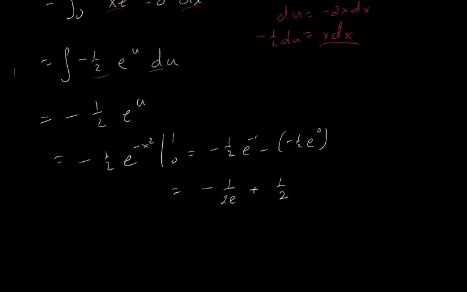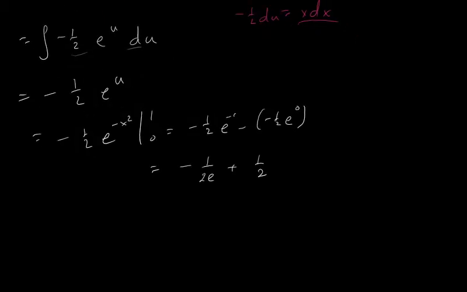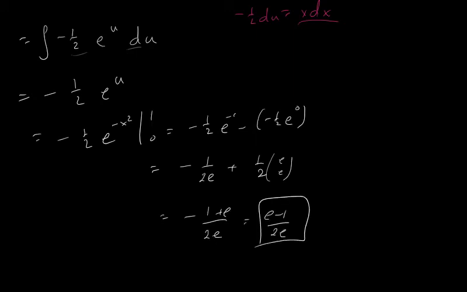So there we have it. We can combine that if we wanted to by multiplying an e to the numerator and denominator of the second fraction. So that'll be negative 1 plus e over 2e, or e minus 1 over 2e. This negative is part of that one. There we go. All right, so there's our final answer.